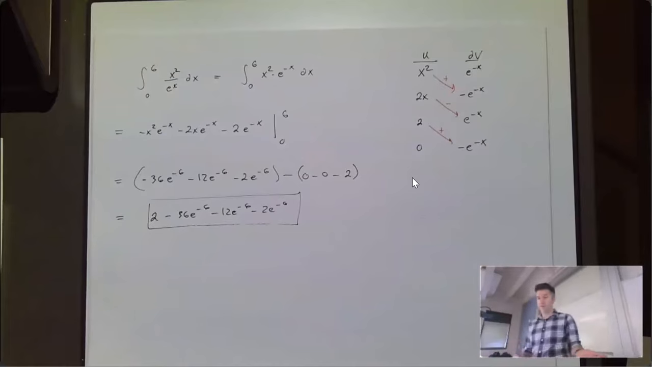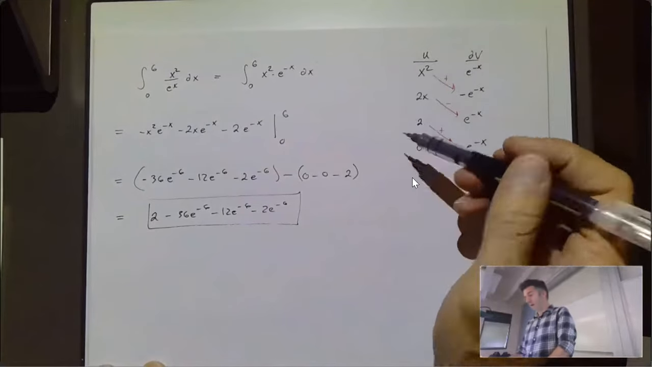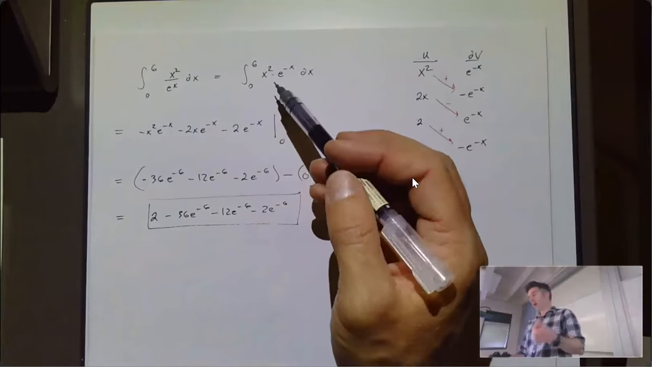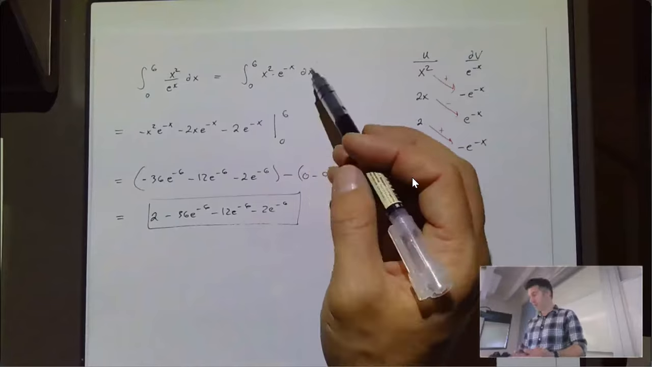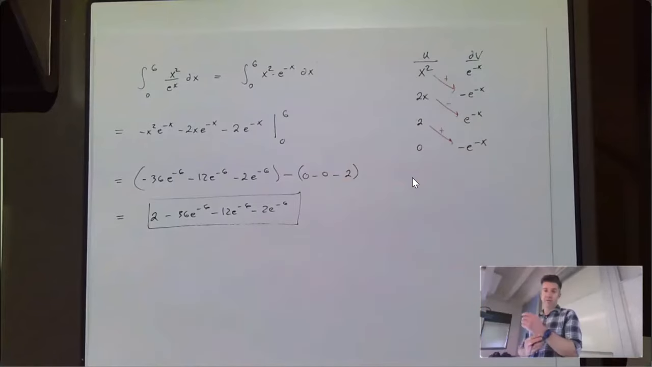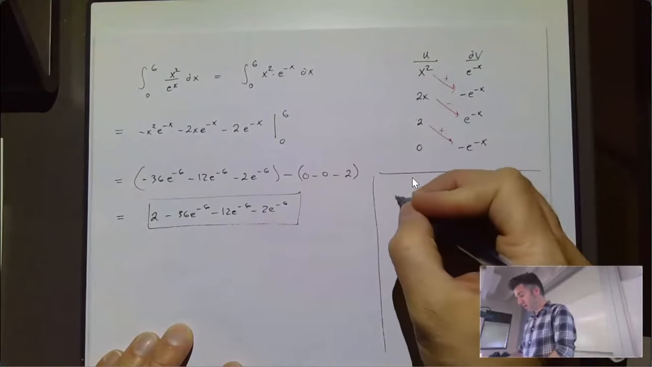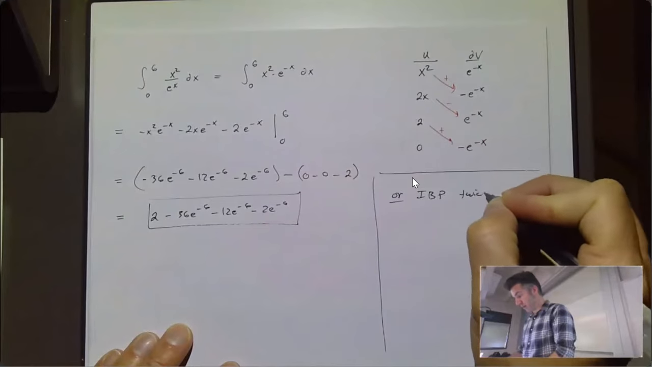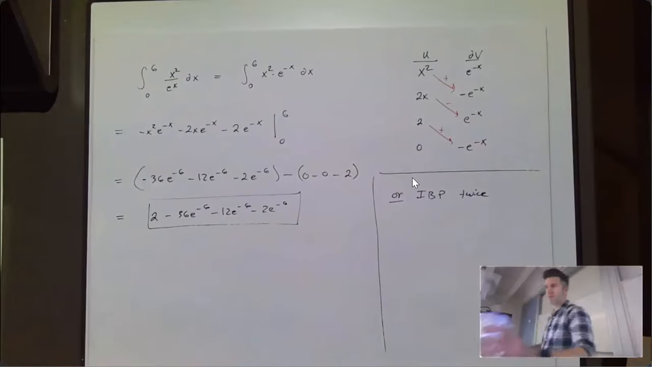I should mention, for those of you that weren't here on Tuesday, we talked about this method of tabular integration that you can use when you have x to a positive integer power times either e to a multiple of x, or cosine of a multiple of x, or sine of a multiple of x. You can't always do this, but when you can, it's usually a pretty powerful tool. It's certainly much better than doing integration by parts twice, which is what you would have to do if you're going to do this the long way.